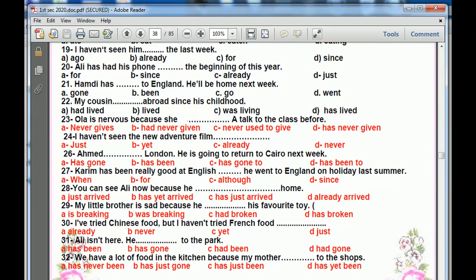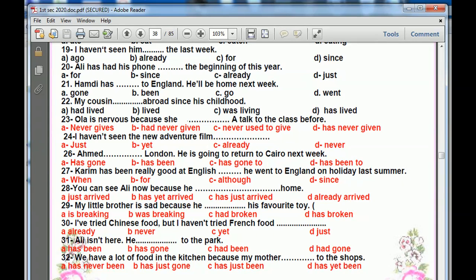Yes, yet. Ahmed has gone to London. He is going to return to Cairo next week. So Ahmed went to London and he didn't come back. So Ahmed, we have here has gone and has gone to. We have to concentrate. Here Ahmed has gone to. Number C. Ahmed has gone to London. He is going to return to Cairo next week.